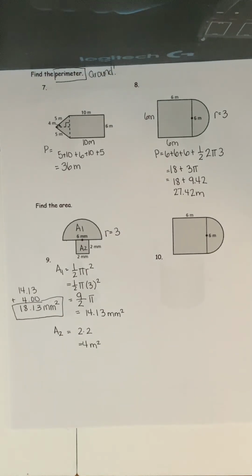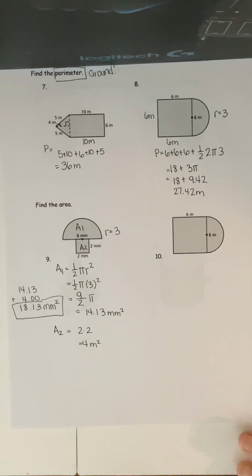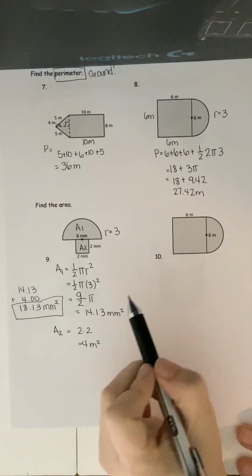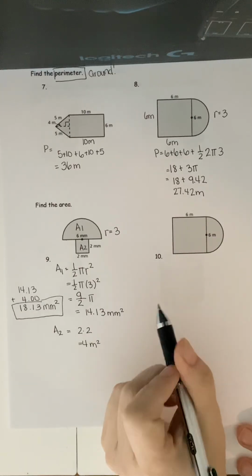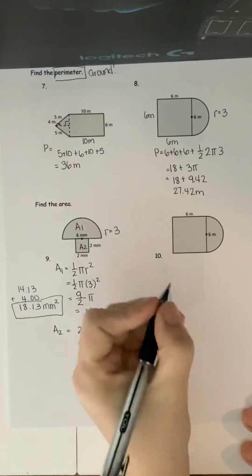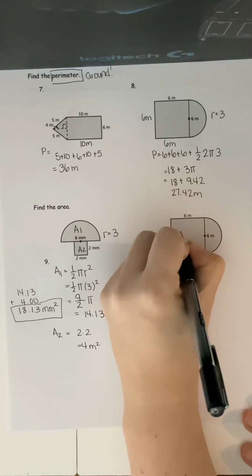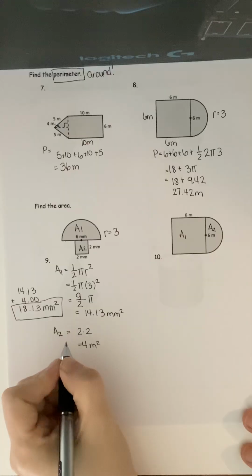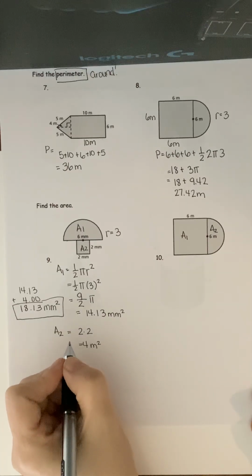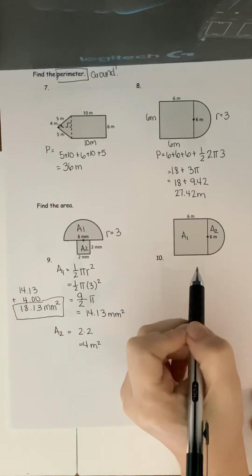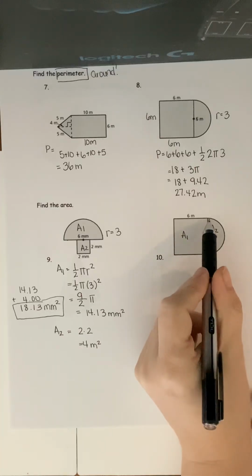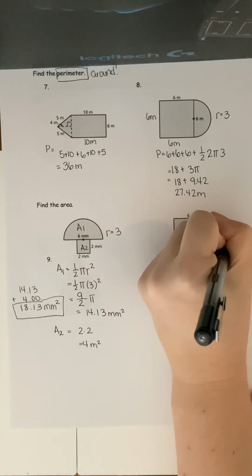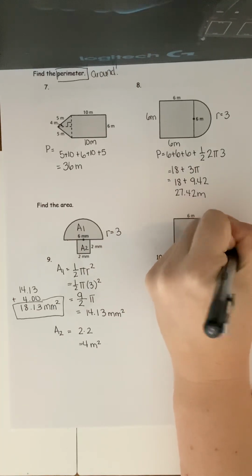Now let's find the area of this shape. It looks kind of like a basketball key. We're going to label this as A1, and this is A2. First we need to find our radius. Our diameter is 6 going from here to here, so our radius is going to be half of that, or 3.